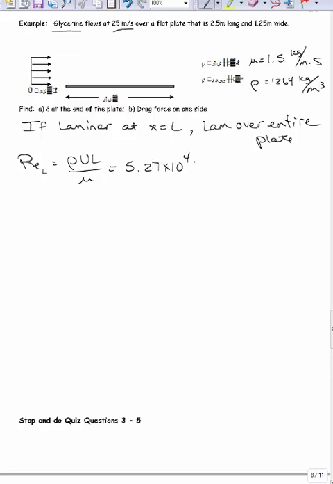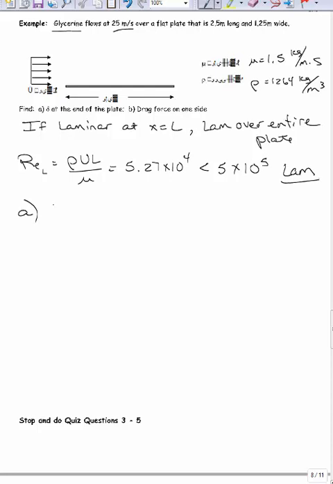Okay, well, is that laminar? Don't think 2300, because that's not your critical Reynolds number. The critical Reynolds number is 5 times 10 to the 5th. So this is less than 5 times 10 to the 5th. So this is laminar. Luckily, because that's all we've done so far is laminar.